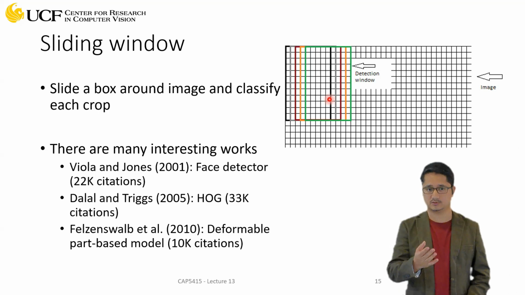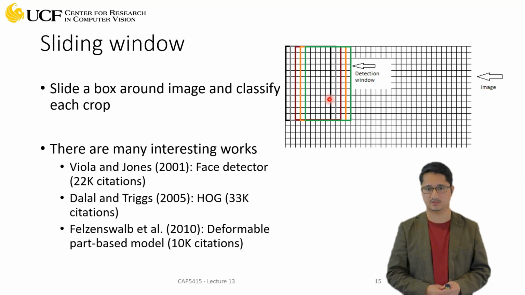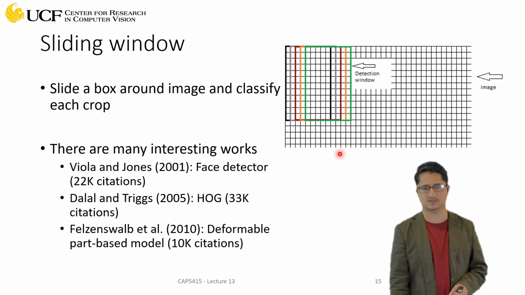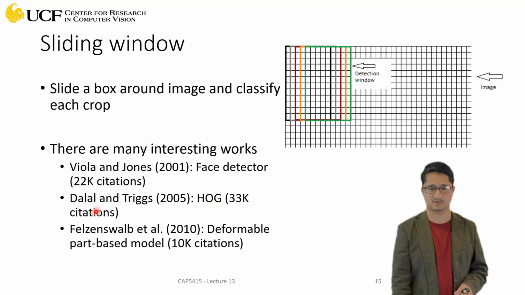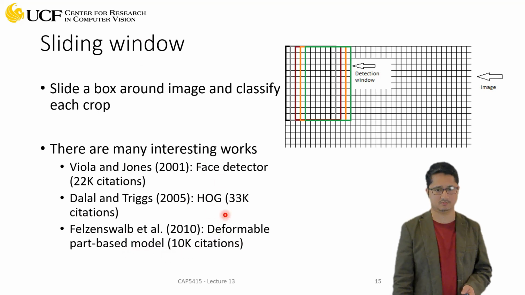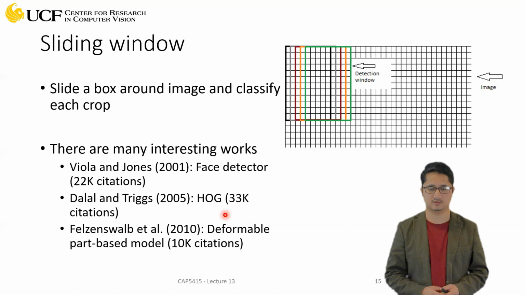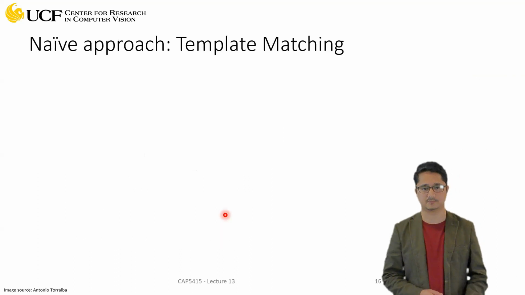And of course, there are a lot of interesting works out there which are actually using the sliding window approach, not just for person detection, but face detection as well, right? And HOG, as I said, is also using sliding window. And there are a lot of other algorithms, just to mention these three, but it is used a lot in many other algorithms.